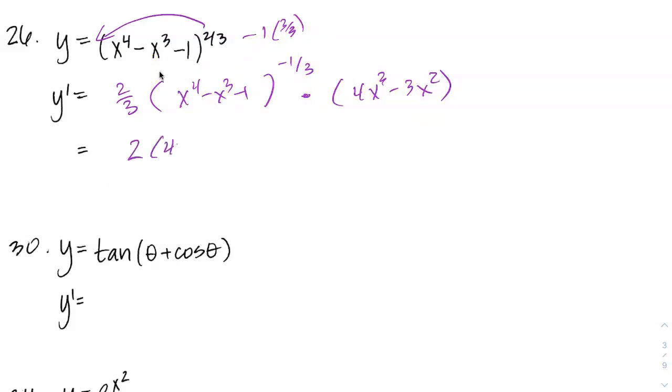2 times 4x cubed minus 3x squared. The 3 is on the bottom, and then this got moved to the bottom, so it'll be the cube root of x to the 4th minus x cubed minus 1. Or that's still the 1/3 power, either way.